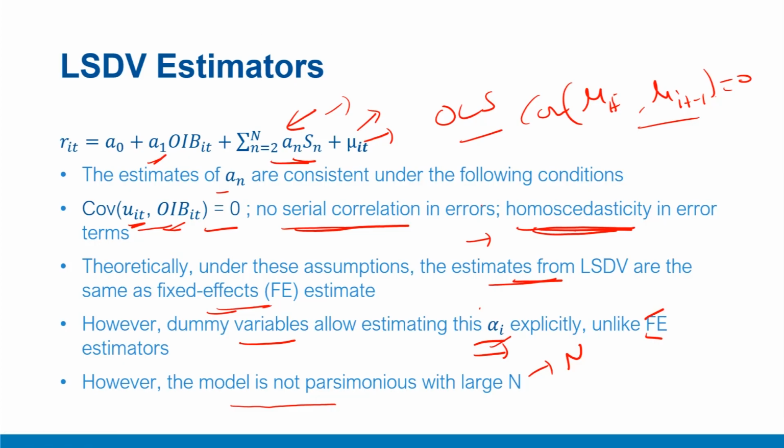To summarize, in this video, we examined the LSDV approach to panel data methods. We noted how to explicitly introduce dummy variables to account for the unobserved heterogeneity alpha in the model. We also saw that with certain assumptions of exogeneity, for example, the original error terms and independent variable not being correlated, no serial correlation in errors, and homoscedasticity in error terms, the estimates from the LSDV method are consistent. However, with the introduction of more and more dummy variables, the model may not be parsimonious in nature.